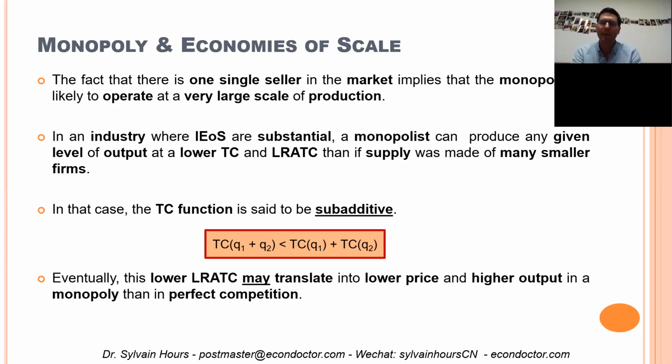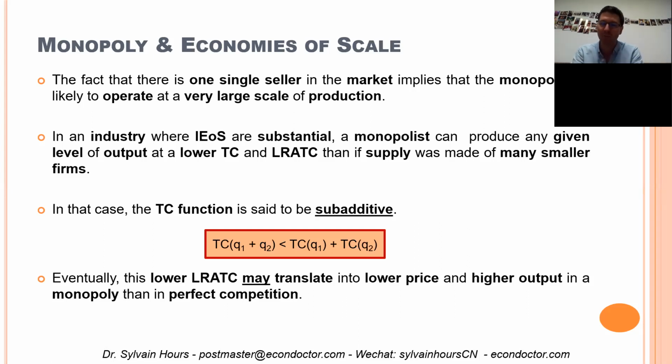So this depends on many factors. That's why I underline the may. It depends on the extent of the economies of scale. It depends on the price elasticity of demand and so on. But the idea is that if producing a large output really enables the monopoly to save on production costs, even though the monopoly has market power and can charge a price above its marginal cost, this higher price might still be lower than the price in perfect competition.